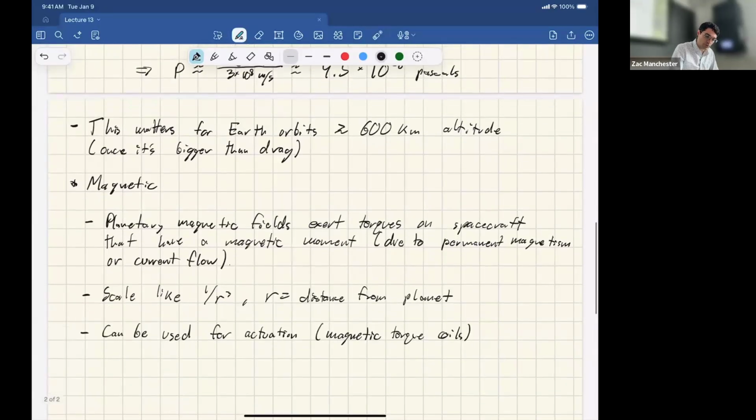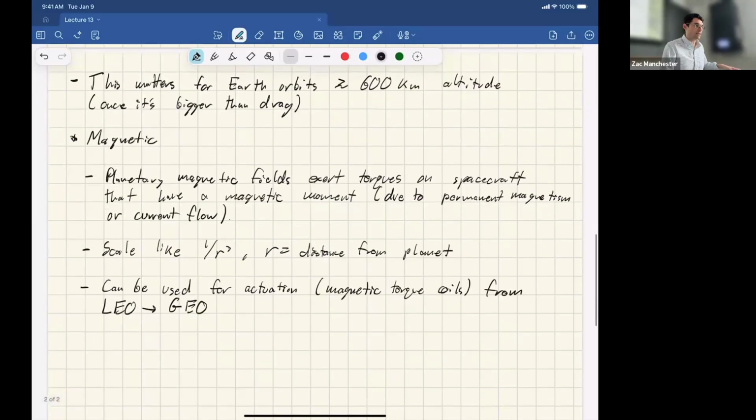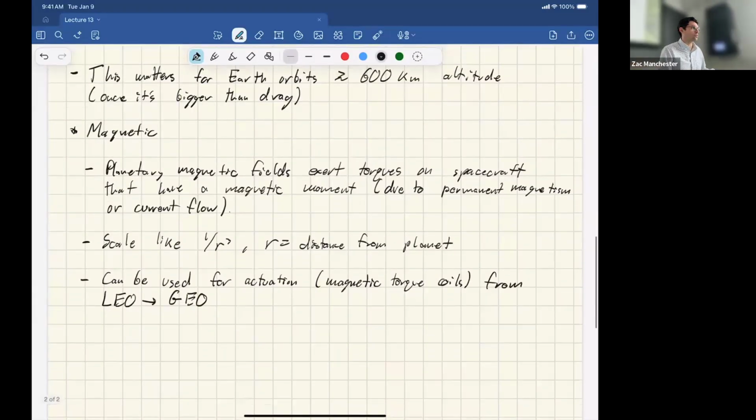This can be used from low Earth orbit up to GEO, and then not so useful after that. Okay. So that's about it for the magnetic field stuff. Thoughts, questions on that? All right.